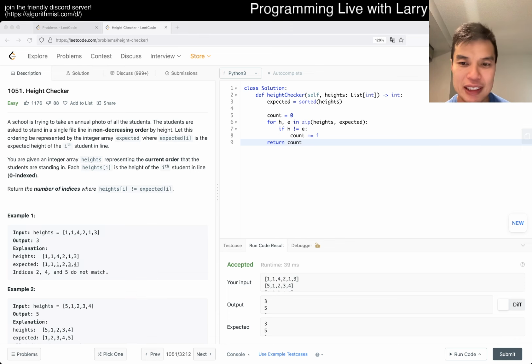It is easy, and yeah, that's all I have for this one. I'll do an extra bonus problem after this, so stay tuned.